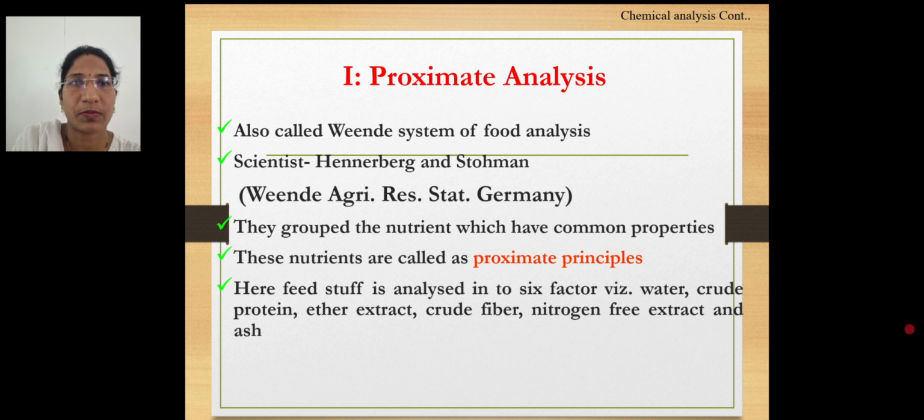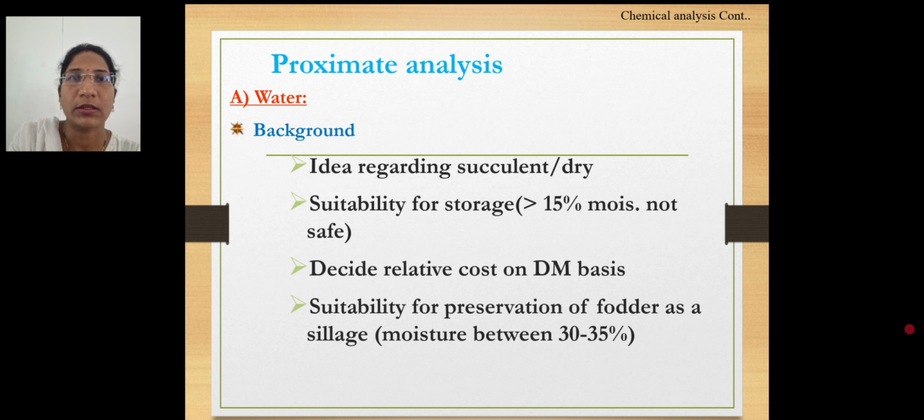Here the feedstuff is analyzed into 6 fractions: water, crude protein, ether extract, crude fiber, nitrogen free extract, as well as ash. The first is water content or water composition. It gives some idea regarding succulence and dry matter, then suitability for storage. More than 15% moisture is not safe for a feed. It also decides relative cost on a dry matter basis.